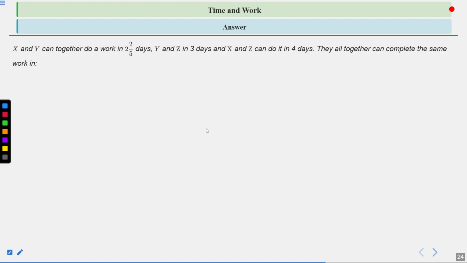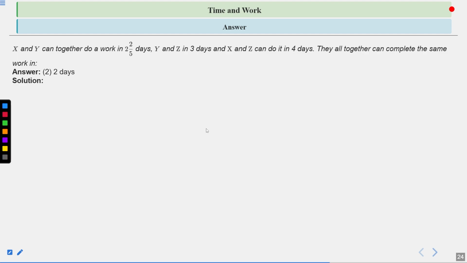The question says that X and Y can together do a work in 2 and 2 by 5 days. So we can say that 5 2s are 10 plus 2, 12 by 5 days. Y and Z in 3 days. X and Z in 4 days. So we take the LCM and we can calculate the combined efficiency of X and Y, Y and Z, and Z and X. So the correct answer of this question is the second, which is 2 days.